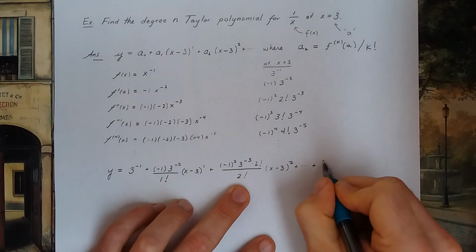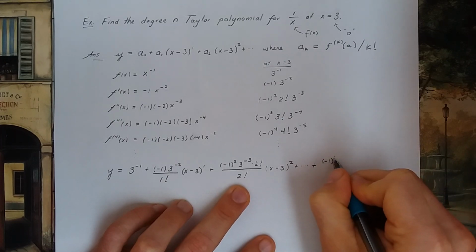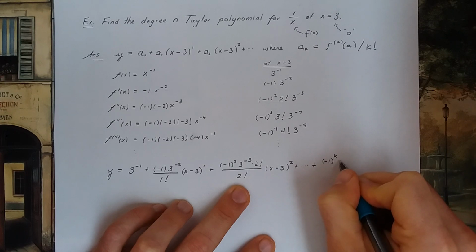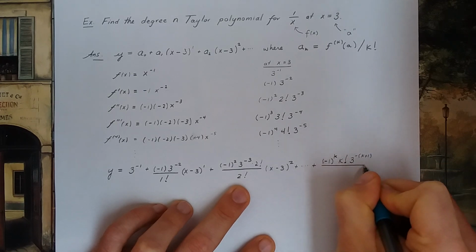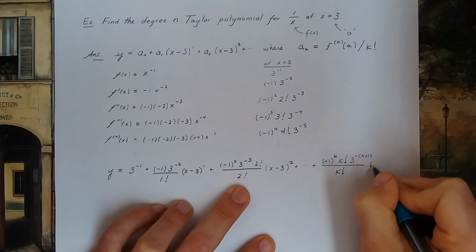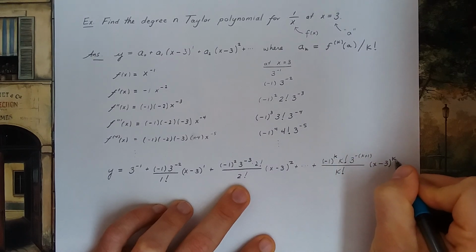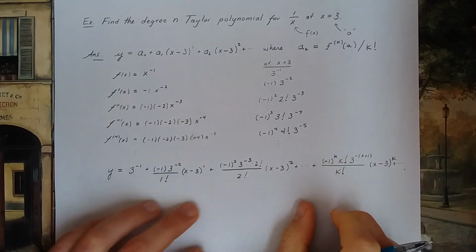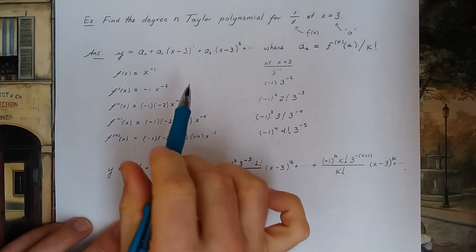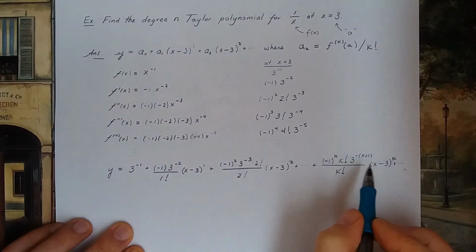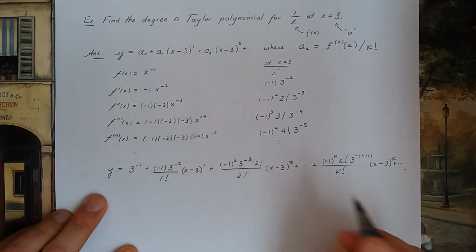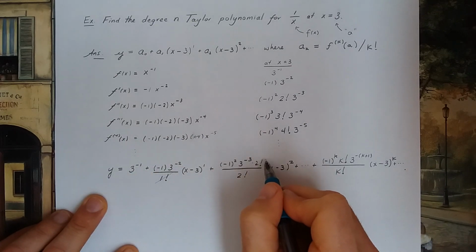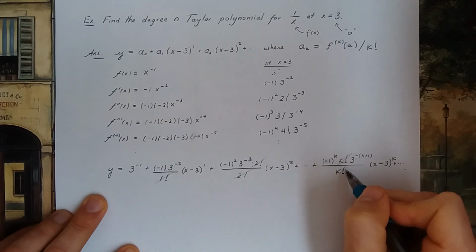In general, the kth term is going to be negative 1 to the k, k factorial, 3 to the negative k plus 1, over k factorial, x minus 3 to the k. And that continues on until I get to the nth term. I said find the degree n Taylor polynomial, so this will continue until I get to the nth power. So that's the answer. You might notice that these factorials all cancel.